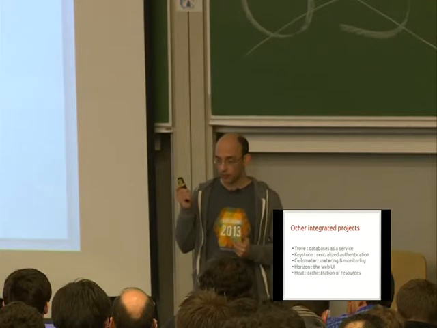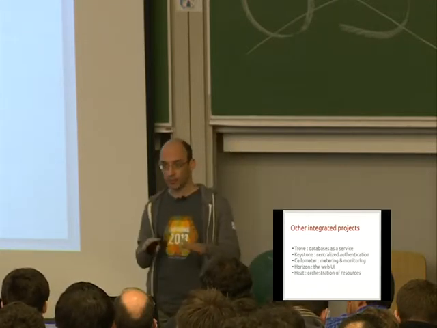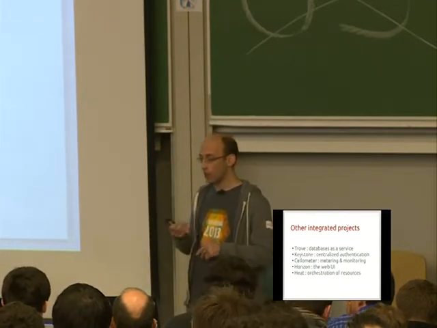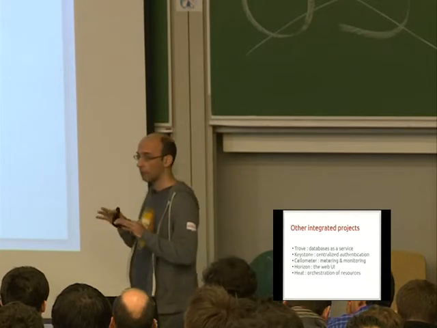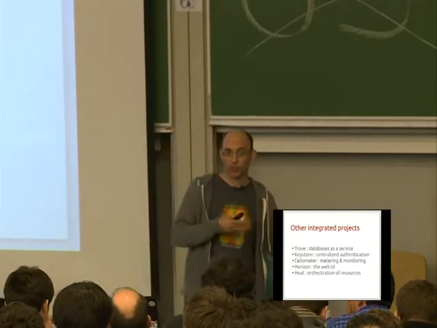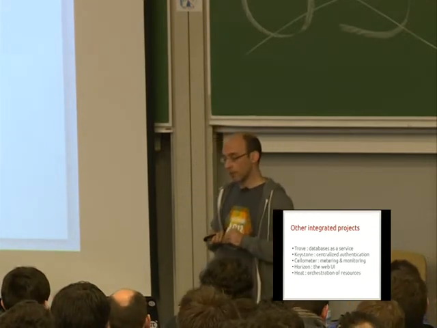Keystone is centralized authentication for everything. So if you are more of an authentication authorization person, that's probably a good area for you. Ceilometer provides metering and monitoring for the whole running thing. So if you are more into monitoring or operational stuff, that's an interesting project to contribute to.